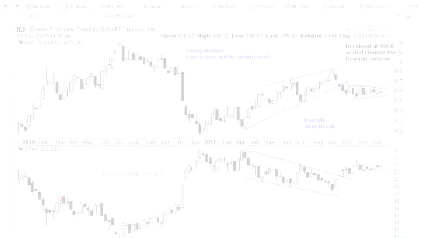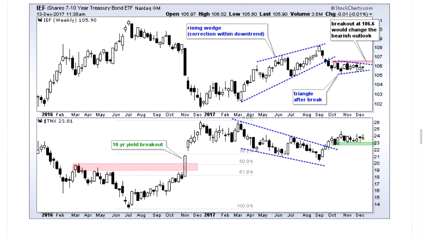So we're back with the IEF and the TLT chart, and basically looking for this triangle to resolve here. My bet is down, but you never know. It could break out to the upside, so we have to wait for that break. And with the 10-year treasury yield, my bet is on a break to the upside, higher rates. And if we break down to the downside, then we have to reevaluate.